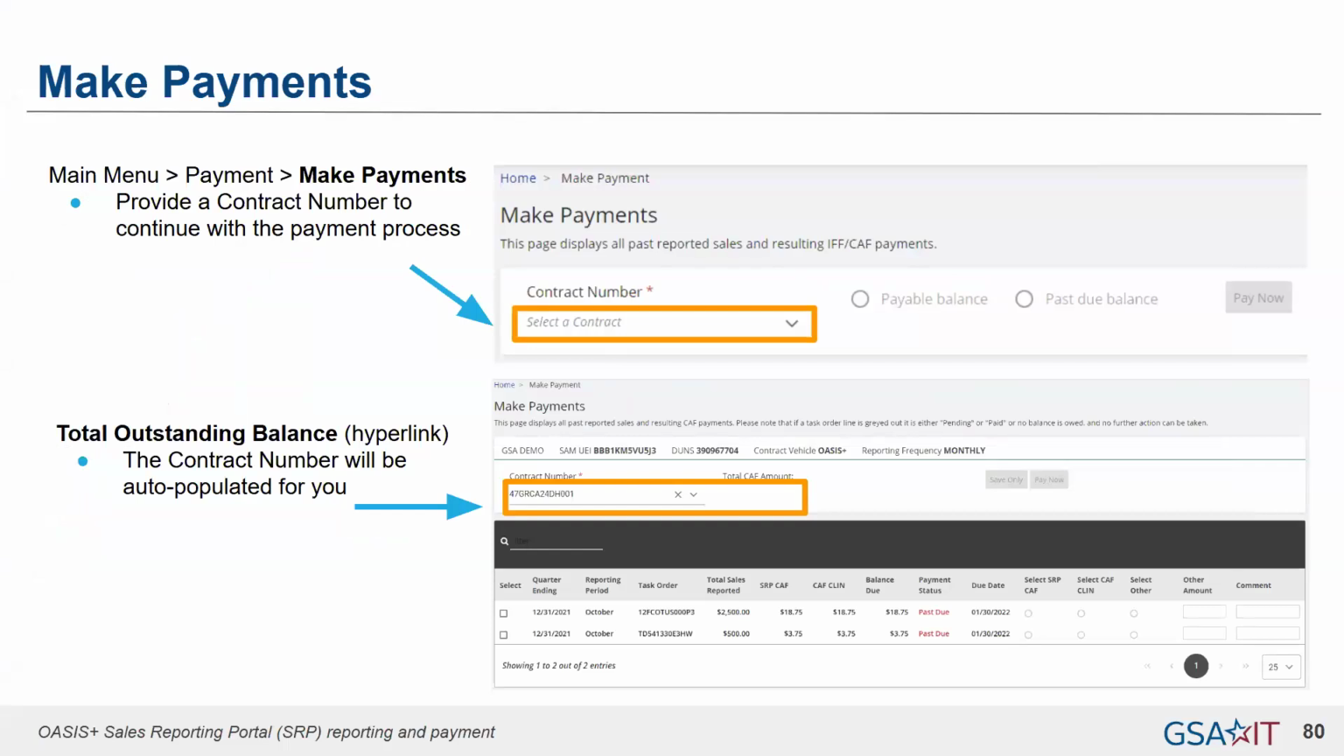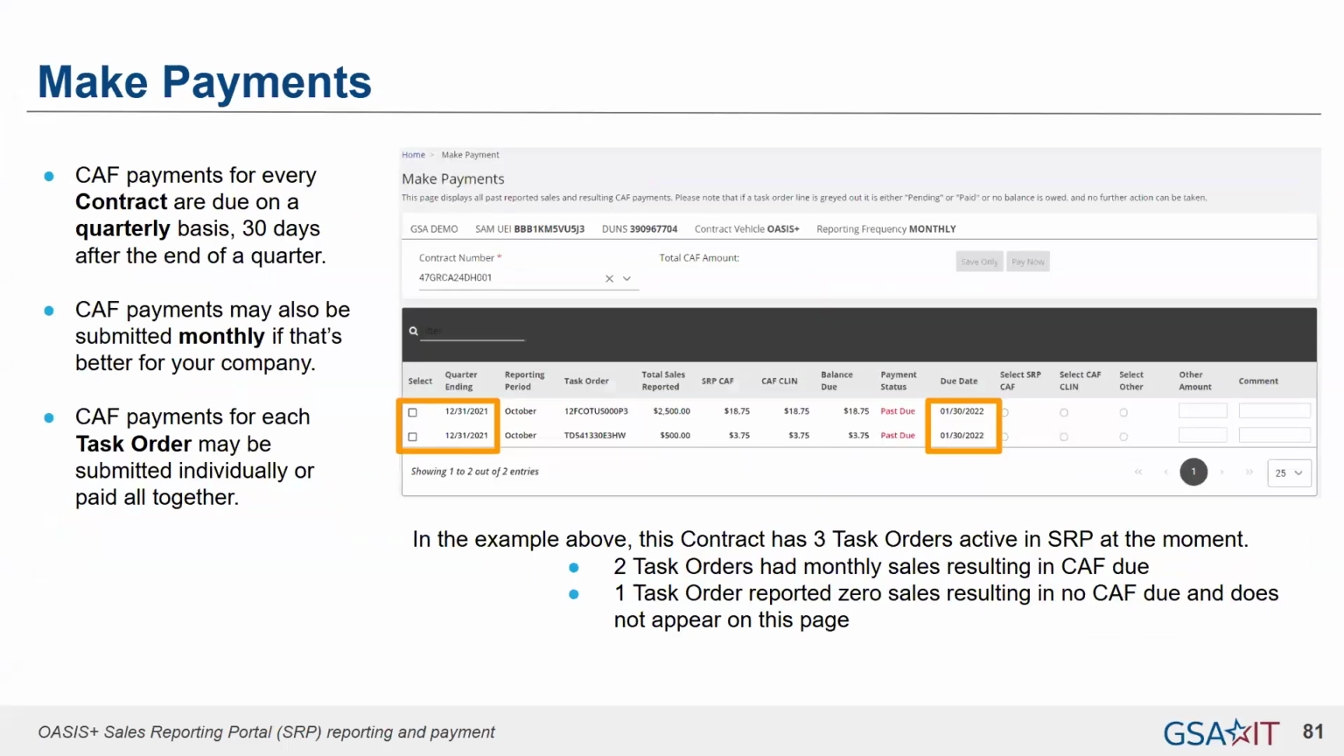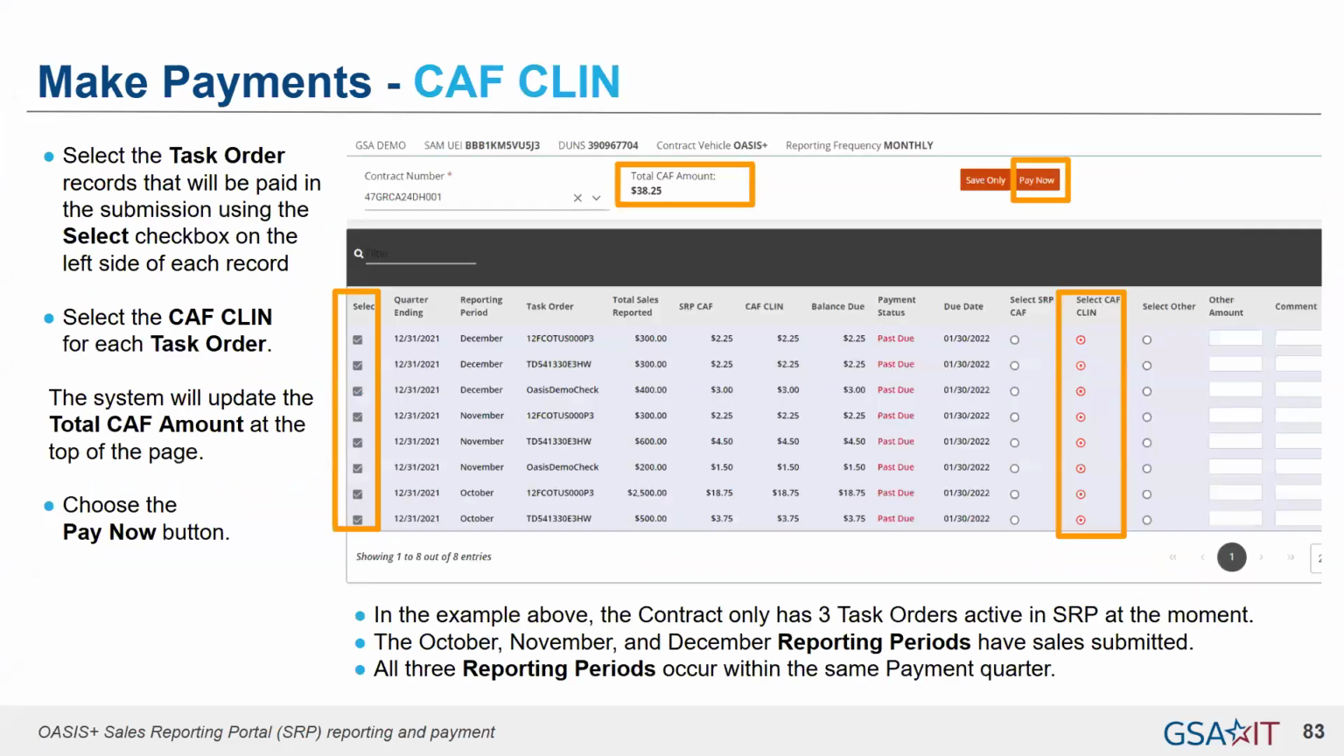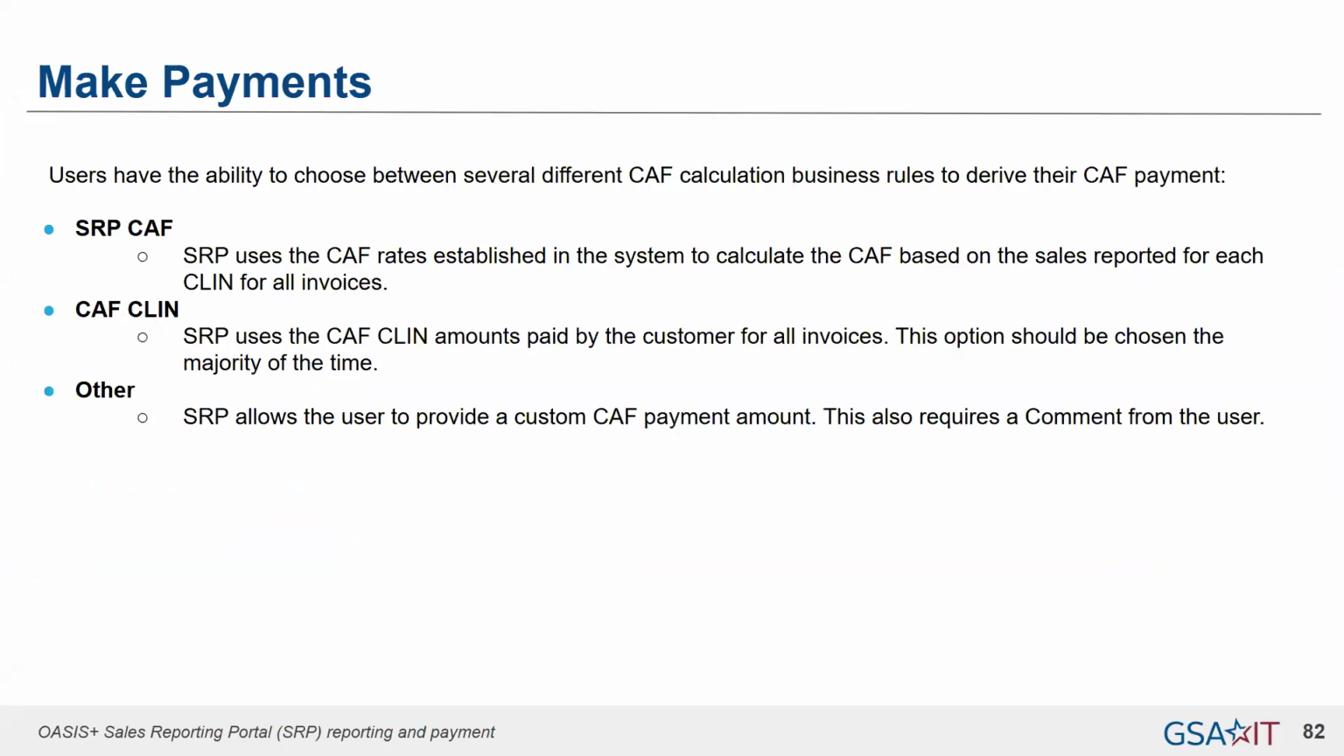It shows you all the task orders. You report on the task order level, but you can pay on the contract level because it all gets rolled up, and you can see the individual task orders down here. Now, there are a few options you can choose. Here are the descriptions of each: the SRP CAF, the CAF CLIN, or other. We recommend CAF CLIN is the one that you select. Like I said in the previous slide about reporting invoices, SRP CAF and the CAF CLIN should be the same 99% of the time.